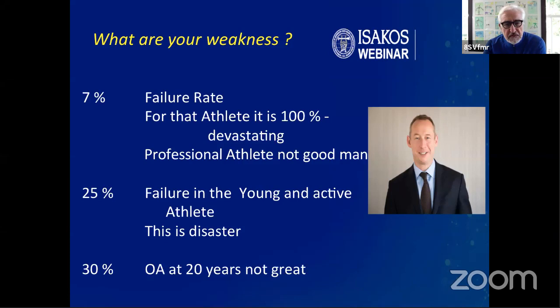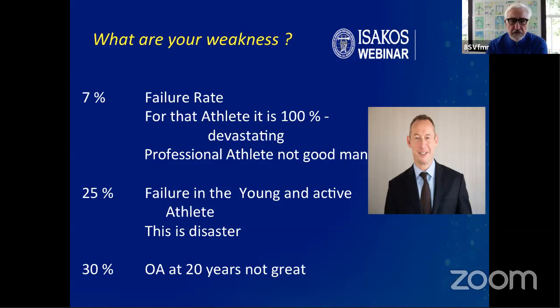You have to do something more. I think the next problem is 25% failure in the young and active athlete. And this is a disaster. One in four in that age group is failing. I don't think we can accept that. And I think 30% osteoarthritis at 20 years is too high too.